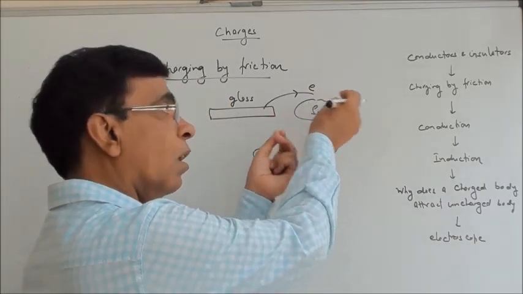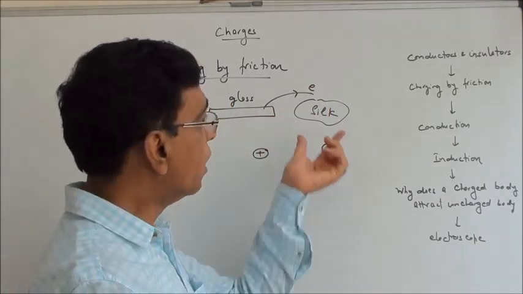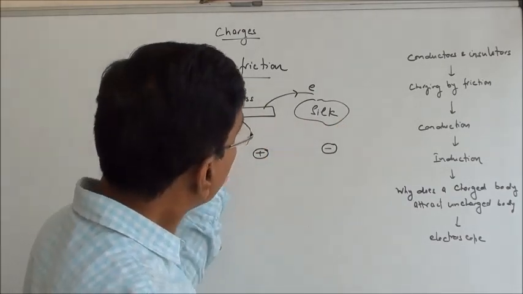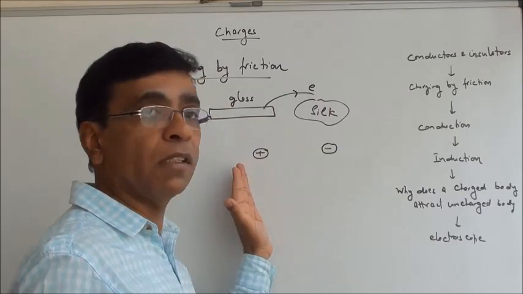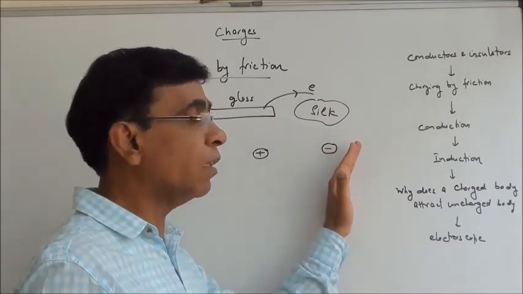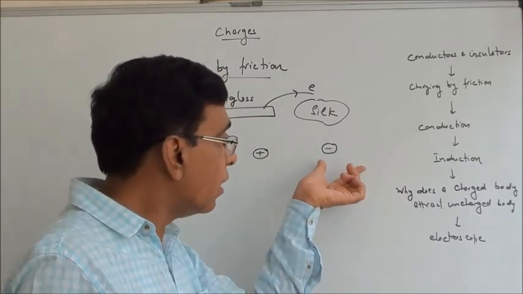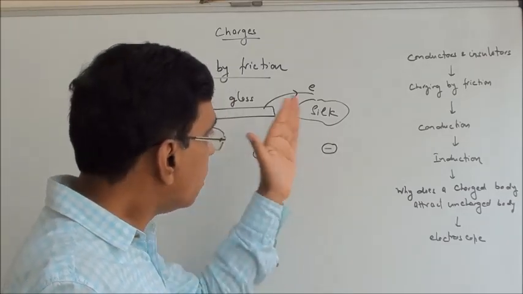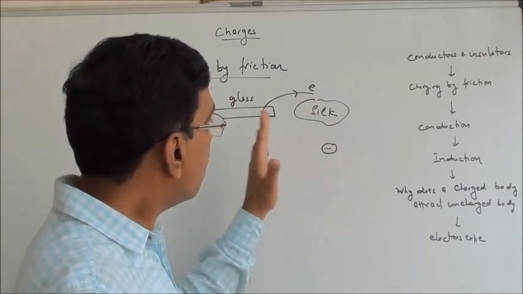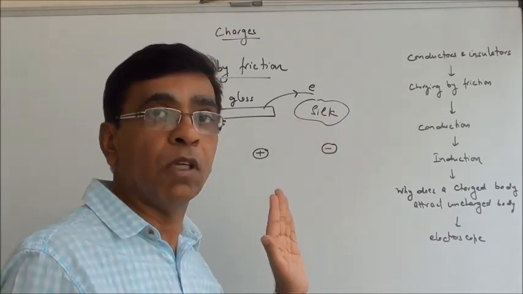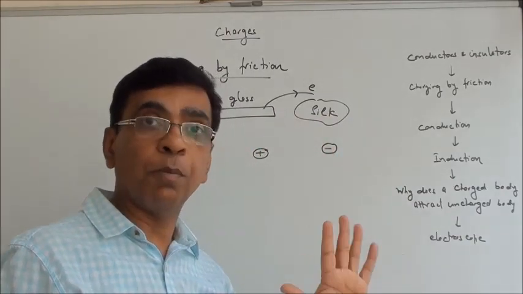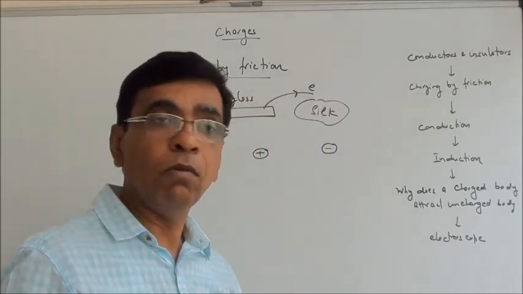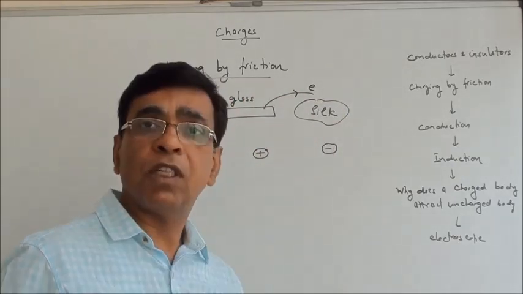Earlier, negative and positive charges were equal in it, but when some electrons are transferred to it, it now has an excess of negative charge, and the other has an excess of positive charge. So there is a net negative charge on one and a net positive charge on the other. But the charge coming onto this and onto this are equal. Charge is conserved. It has not been created. It is just transferred from one body to another. So this is one way of charging a body.